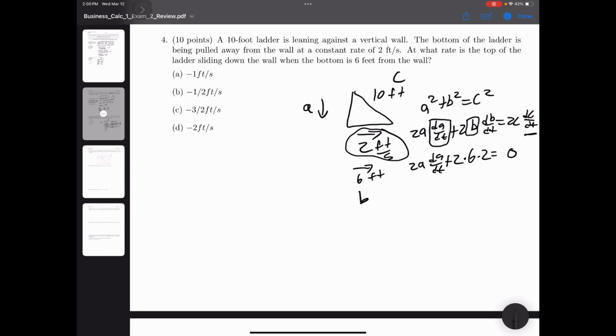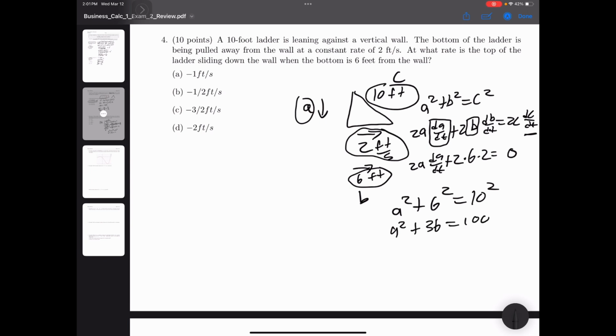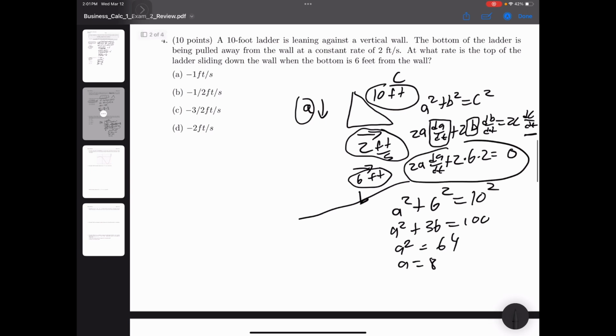We have two variables in one equation. But I do have two sides of this triangle, and I'm looking for the third side of this triangle to get rid of another variable. So I can use the Pythagorean theorem again. I can say, okay, a squared plus b squared, which is 6 squared, equals c squared, which is 10 squared. And so we get a squared plus 36 equals 100. Subtract 36, a squared equals 64. The square root of 64 is 8. A equals 8.